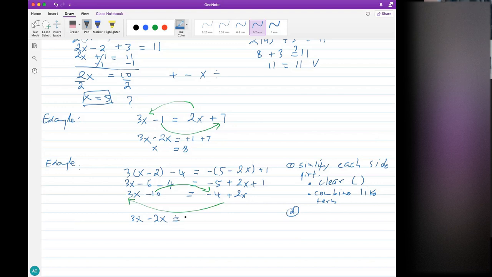Positive 10 minus 4. Exactly. So -10 moves over, becomes +10. This stays the same, -4. So that's 1x or x equals 6. And that's your final answer. Again, for your own good or your own purposes, you can always check this on the side. So simplify each side first. Okay. So move the x's, or whatever letter you have, to one side. And the numbers to the other.